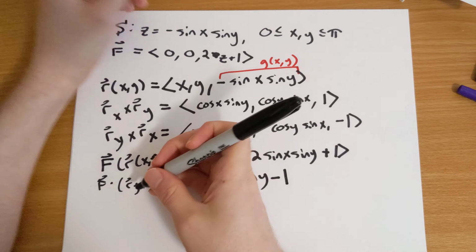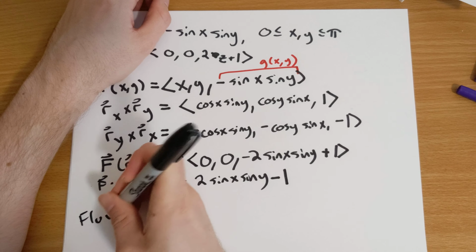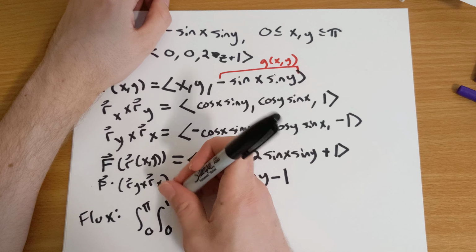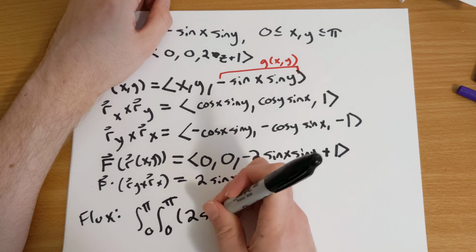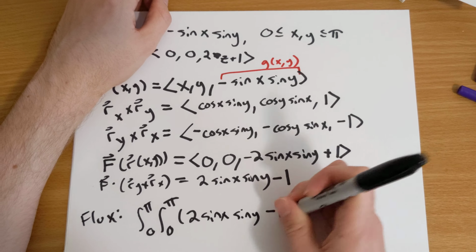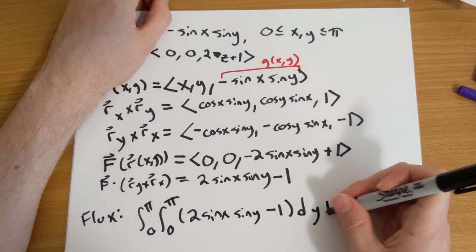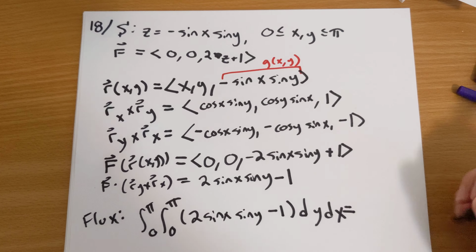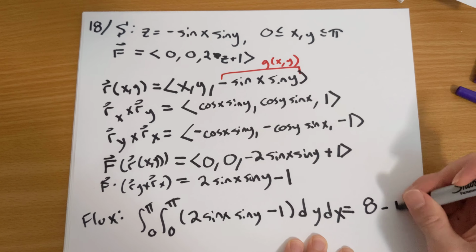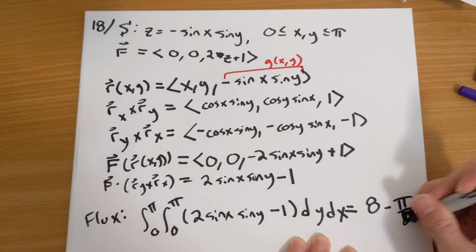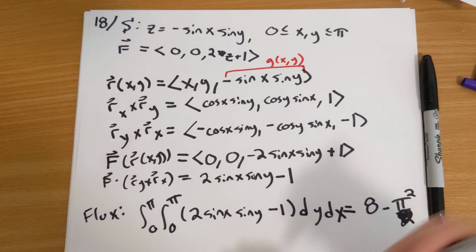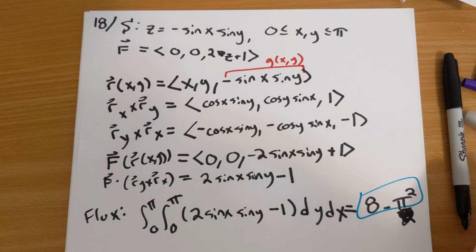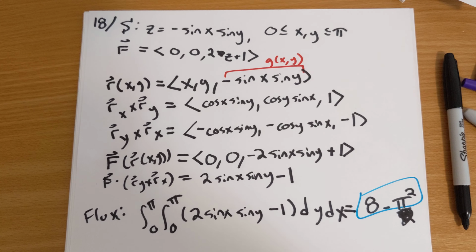And so now to find the flux, this will just be the integral. So our bounds on x and y are both from 0 to pi. We're integrating 2 sine x sine y minus 1 dy dx. And so when you integrate this, you end up with 8 minus pi squared there when you evaluate. Very easy double integral to evaluate. Okay, so that is part A.